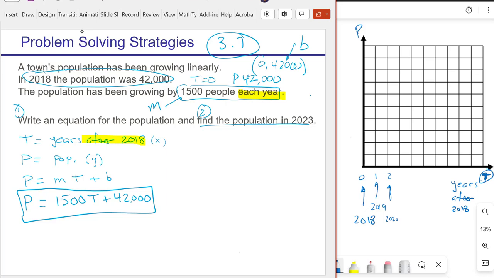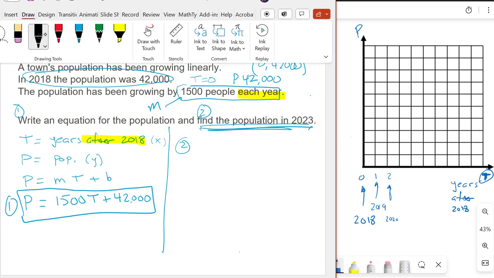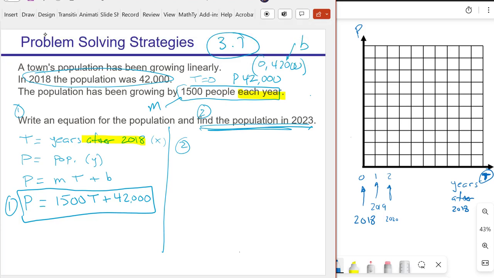Okay, let's go ahead and finish off the algebra and solve the second part. We have a question here. So this is part 1 done. Part 2 now. And the year is, we want to find the year. Find the population for 2023.